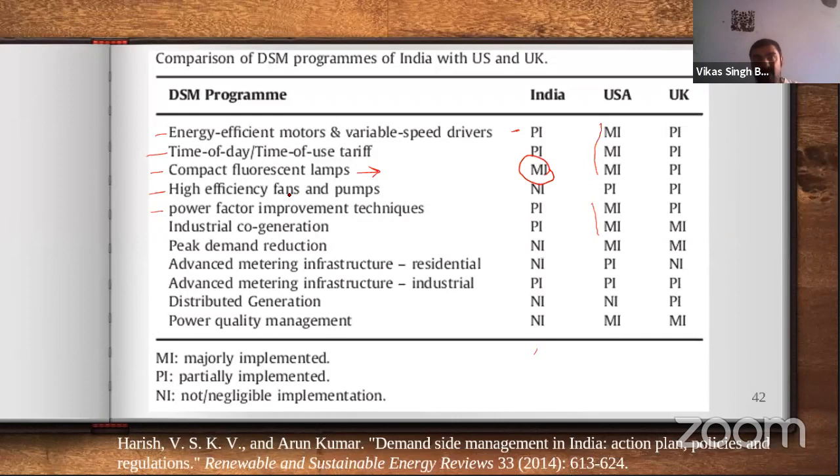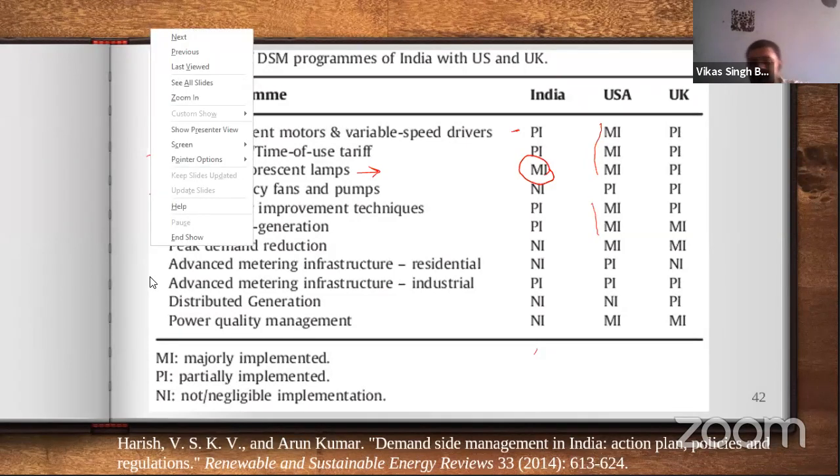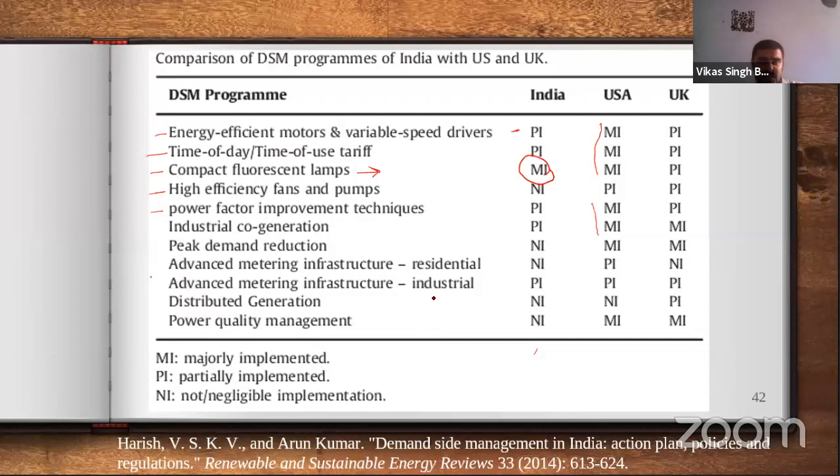In fans and pumps, it is not implemented, but in AC we are following the guidelines that we are using higher star rating appliances. Then peak demand reduction is not implemented. Then advanced metering infrastructure: residential is not implemented, but industrial is implemented.